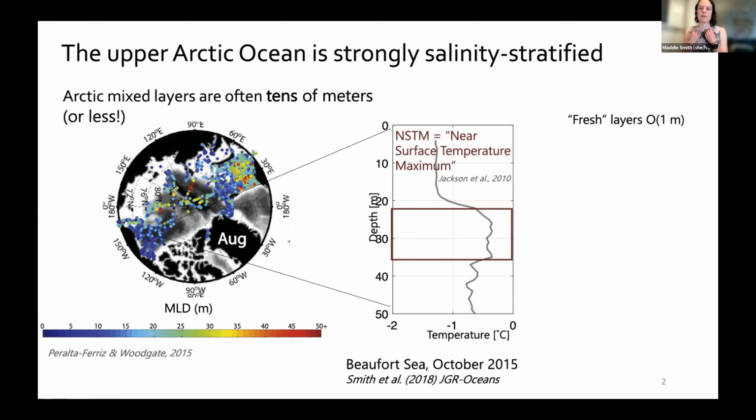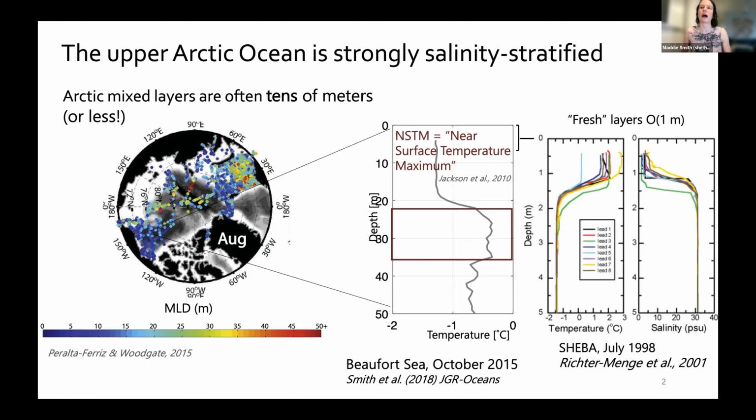An example of the impact of this is in the Western Arctic, this can lead to the trapping of solar heat during the summer near the surface in a layer below the mixed layer referred to as the near surface temperature maximum. And you can see an example in this profile from the Beaufort Sea in 2015, where you can see this peak in temperature from 25 to 35 meters below the surface.